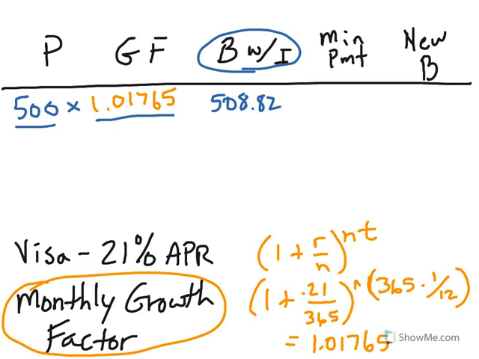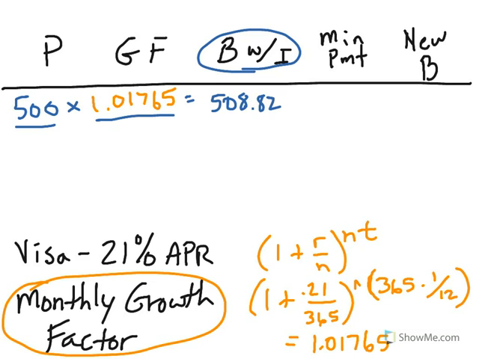Doesn't seem too bad. But we're going to analyze this as a percentage later on and see what it really means. So to get the balance with interest, I always just multiply my original starting amount by the growth factor for 1 month. Now, they're not going to ask for $508 all at once. They're going to ask me for a minimum payment, and that minimum payment is 3%.